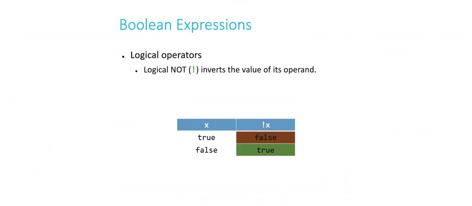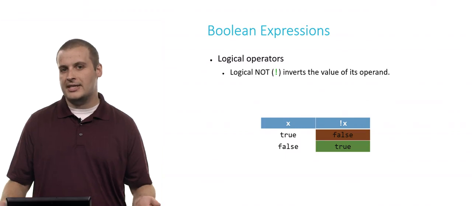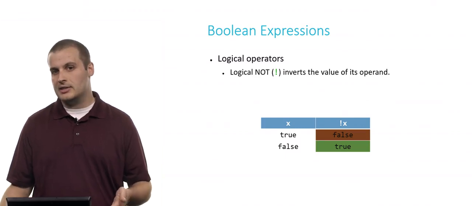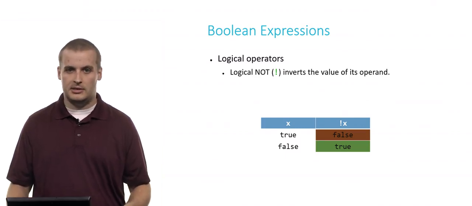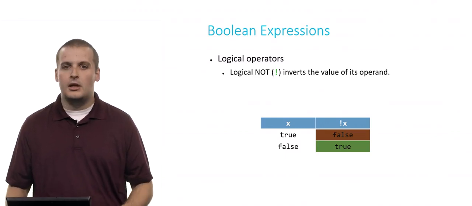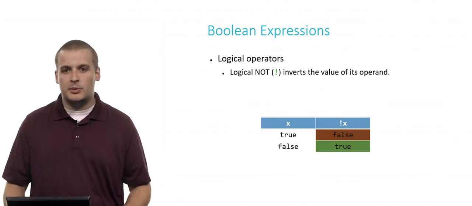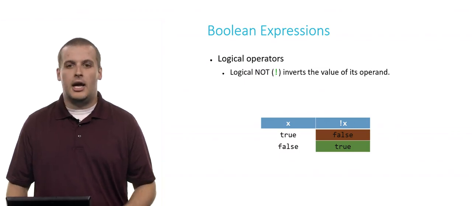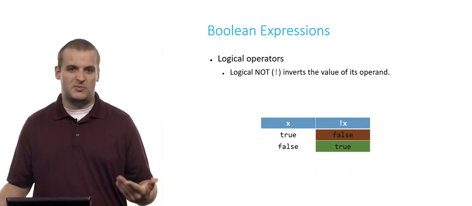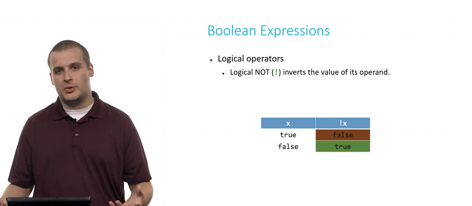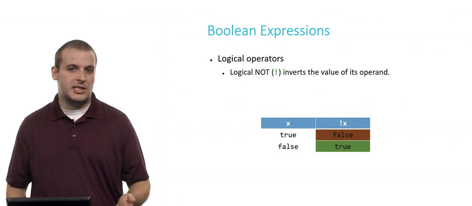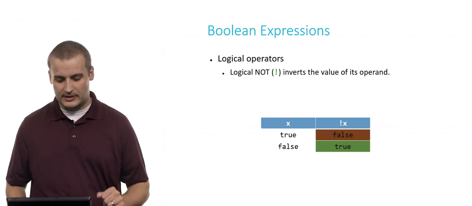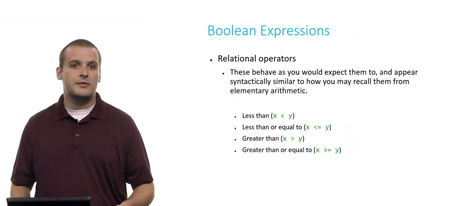The final logical operator is not, and not is pretty straightforward. It inverts the value of its operand. If x is true, then not x is false. If x is false, then not x is true. Sometimes you'll hear this symbol pronounced as bang or exclamation or not. They're pretty much all the same thing, but in case you hear that spoken and you're not sure what that means, it's just the exclamation point, but sometimes it's called a couple of different things. All right, so that takes care of logical operators.